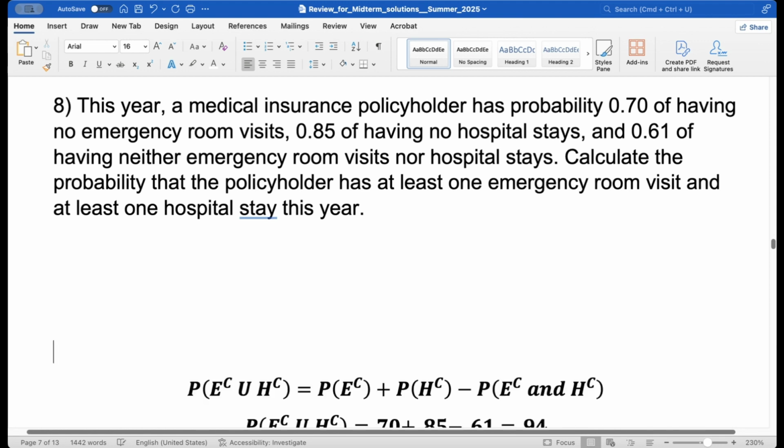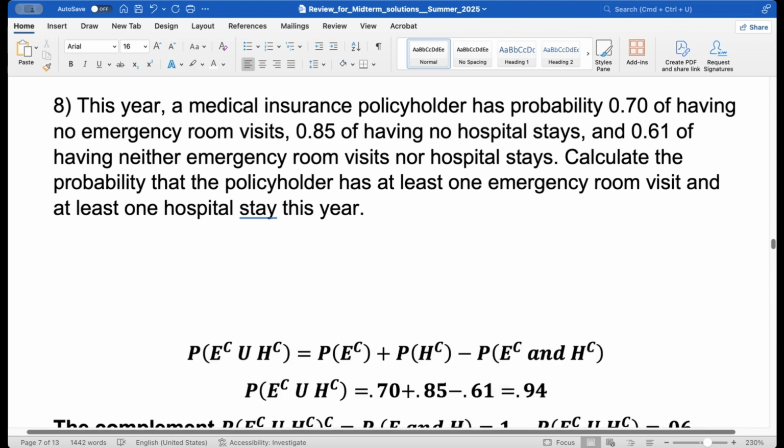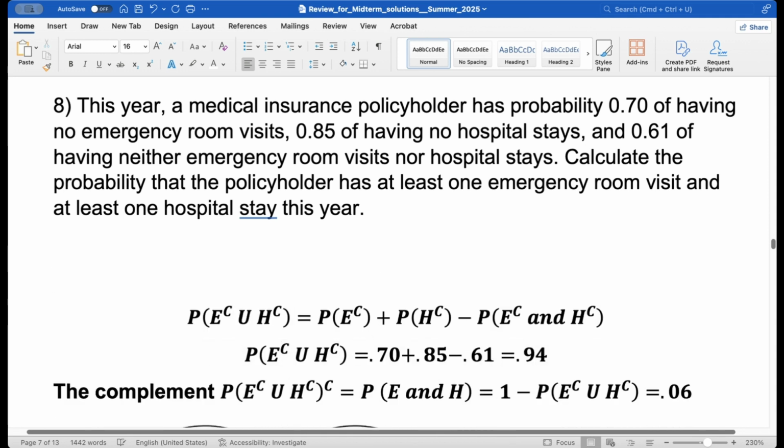So using inclusion-exclusion here, we have the probability of E complement union H complement is probability E complement plus probability H complement minus the probability of the intersection. E complement means not going to the emergency room. H complement, not having a hospital stay. So the probability of not having an emergency room visit was 0.70. Not having a hospital stay was 0.85. And having neither was 0.61. So totaling that up and subtracting, we get 94%.